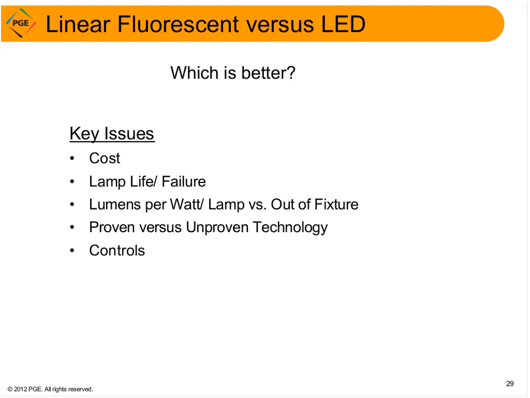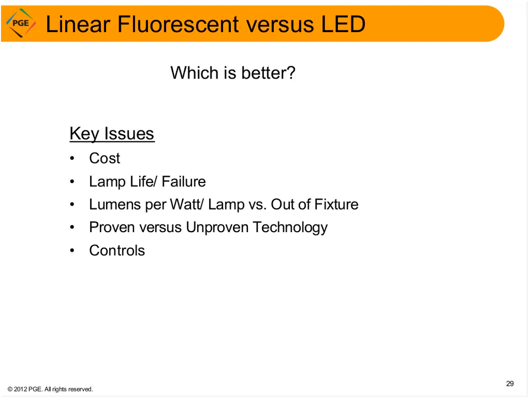One is cost. Again, that's a big issue. The LED prices are coming down. Lamp life, you can get 50,000-hour fluorescent tubes, which is rated at lamp failure. LED, 75,000 plus, with a useful life of about 30% degradation in lumen output.